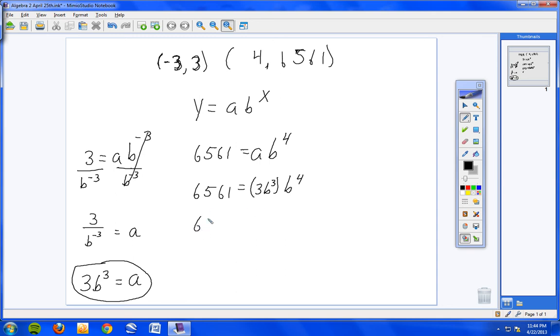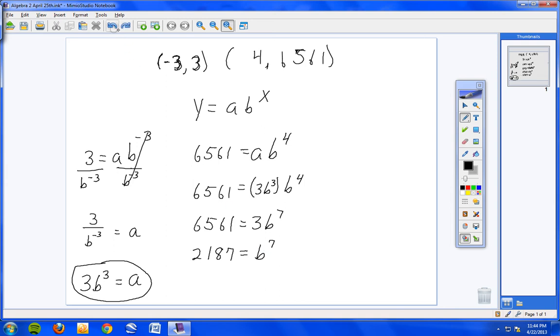Let's solve for b. So on the right side I can do a little simplifying. I have 3b cubed times b to the 4th. That's 3b to the 7th. Now to get b by itself, you divide both sides by 3. Divide the right side by 3 and you're left with b to the 7th. Divide this side by 3 and you get 2187. And now you want to take the 7th root of both sides because you have b to the 7th.